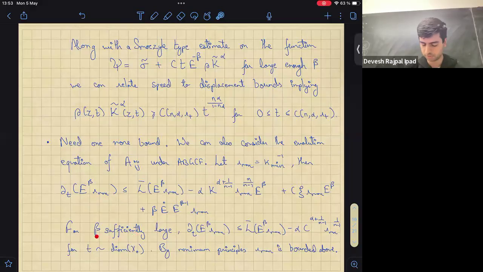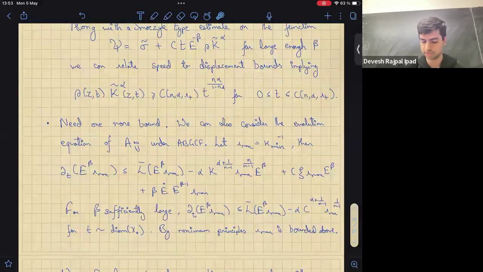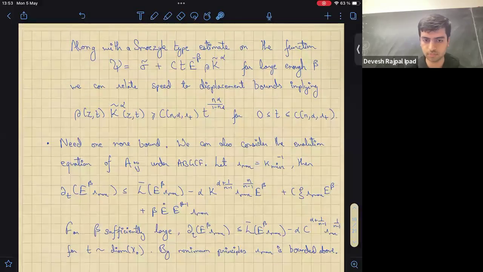And for beta sufficiently large, I can get a bound up to some time. And this is enough. Because entropy is bounded, we can go back and play with those maximums to say that our R max is also bounded.